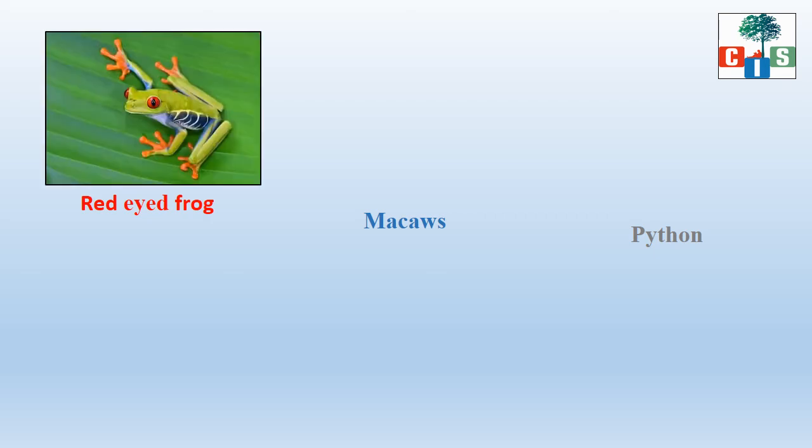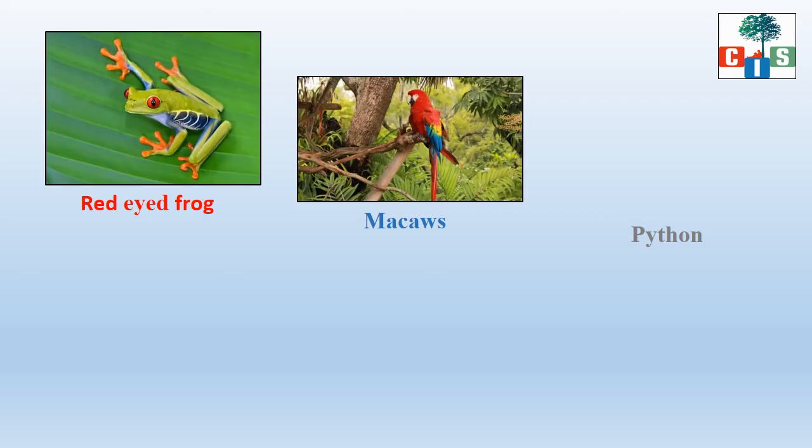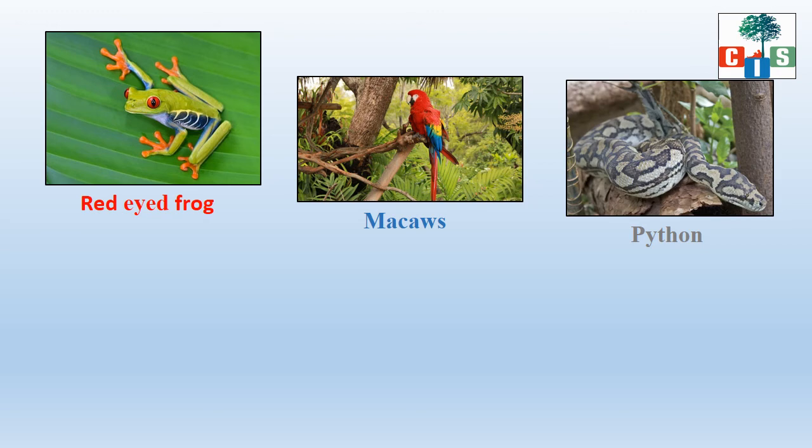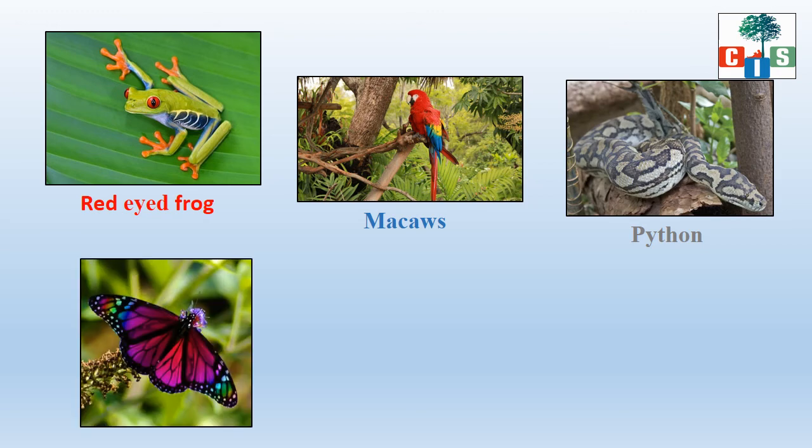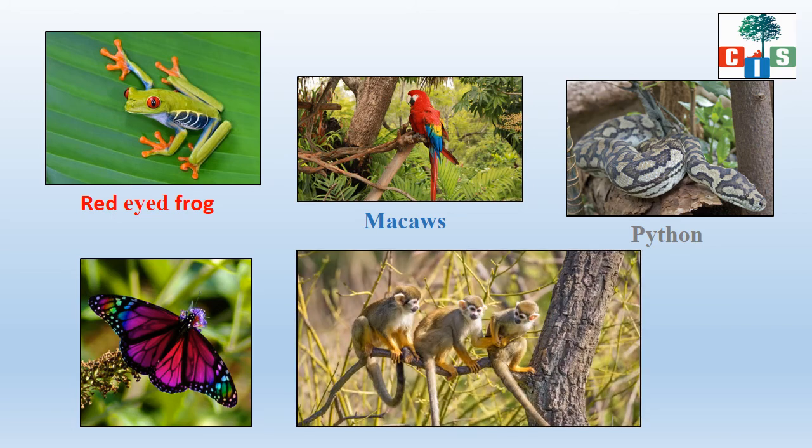Now let's talk about the animals which live in the rainforest. Here is the red-eyed frog. Next are the beautiful macaws. Next is the python. Here is the beautiful and colorful butterfly. And here, monkeys. So as they are getting plenty of rain and plenty of food, there is a large variety of animals and plants found in the rainforest.